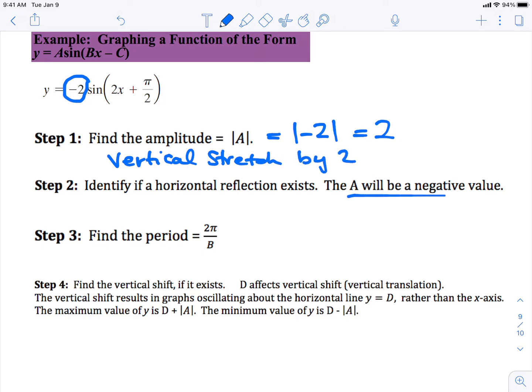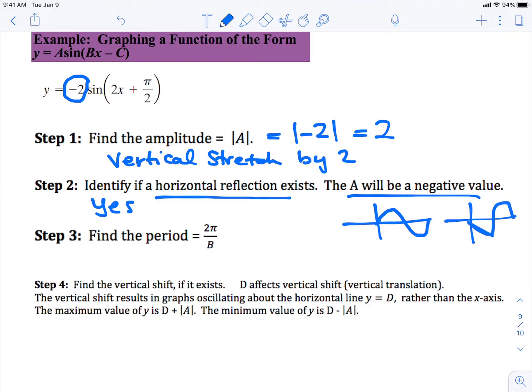That a value is negative, so you are going to have a horizontal reflection. So normally your sine function would start up and then go down. Ours is going to horizontally reflect, so it's going to go down and then back up. So we're not going to have this situation. We will have a graph that looks like that.